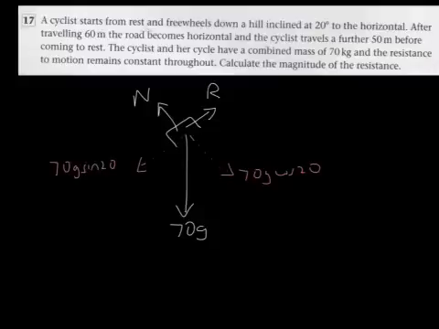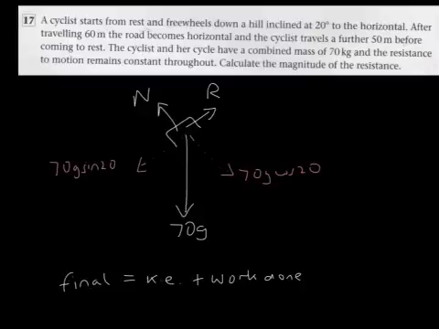Now, by the time the cyclist gets to the bottom of the slope, she's done two things. Firstly, she's now got some kinetic energy. She had no kinetic energy at the start because she started from rest, it says so up here. And then she's also done work against this resistance. Now, how has she managed to gain kinetic energy and do this work against this resistance? It is because initially she had some potential energy.